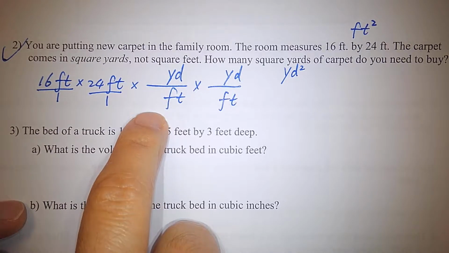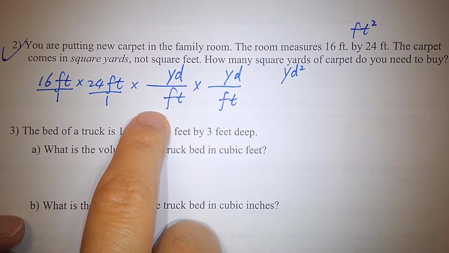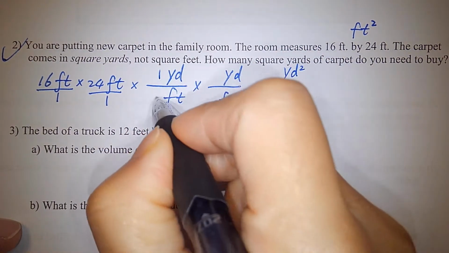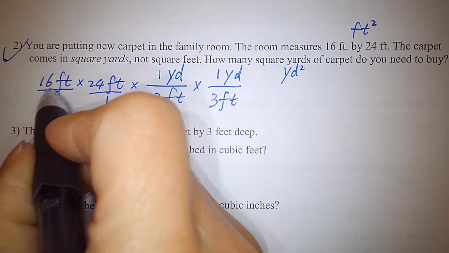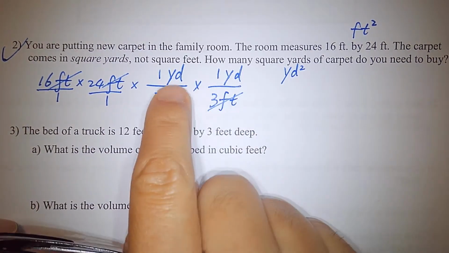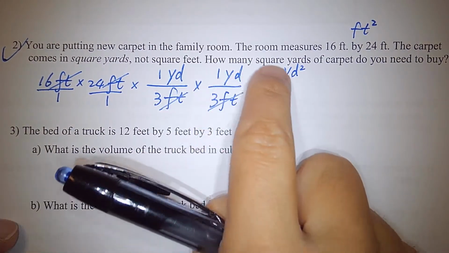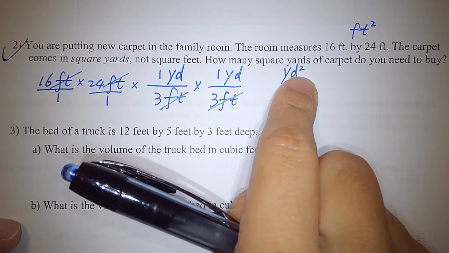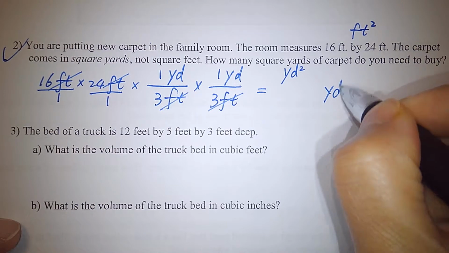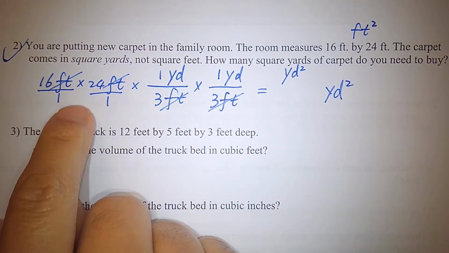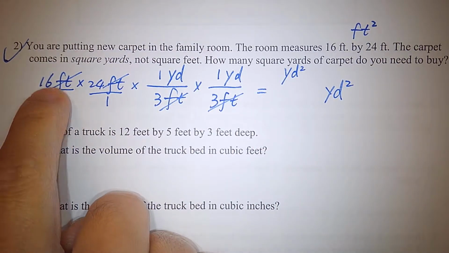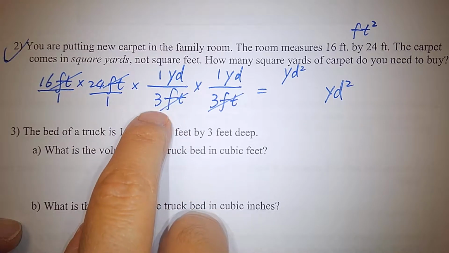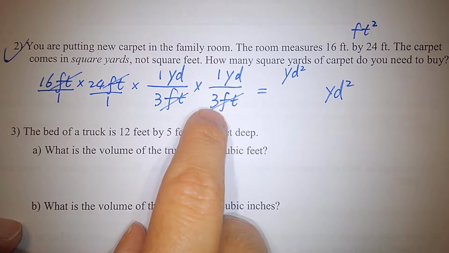So what's the relation between yard and feet? Do you know? Check the table if you don't remember. Yeah, every yard is 3 feet. So this time we can cancel out feet, and we have square yard left, right? And then what will be the number in front of the square yard? 16 times 24 divided by 3 and then divide by 3.